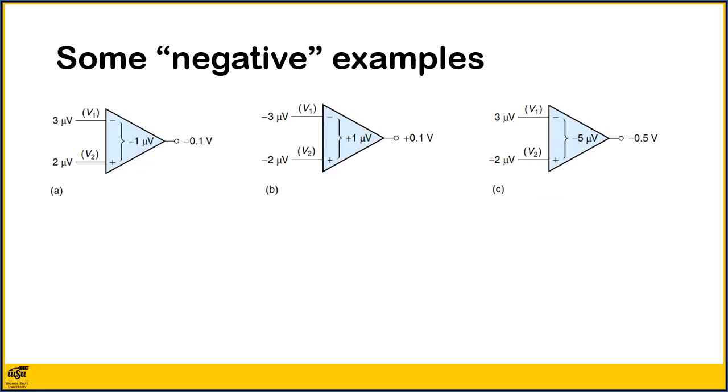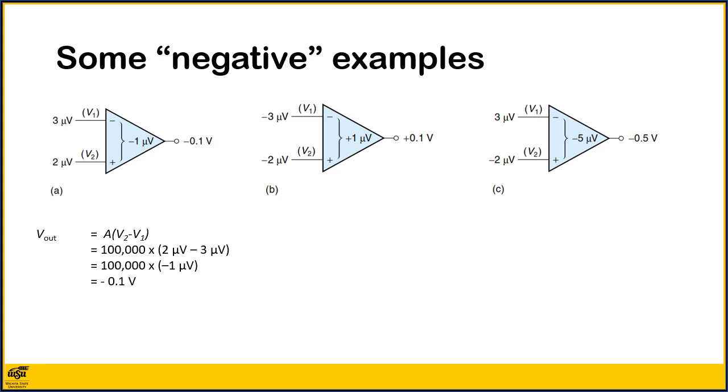Consider the 3 op-amps with similar magnitudes of voltage, but with different signs. In figure A, both inputs are positive, yet the output is negative. Why? The negative input has a larger magnitude, so the quantity V2 minus V1 is negative. 2 microvolts minus 3 microvolts equals minus 1 microvolt. From the op-amp equation, Vout equals A times V2 minus V1, you can see that if V2 minus V1 is negative, Vout will be negative.